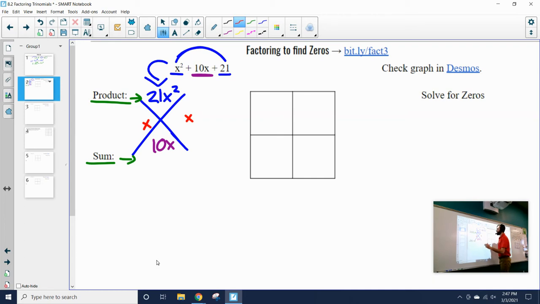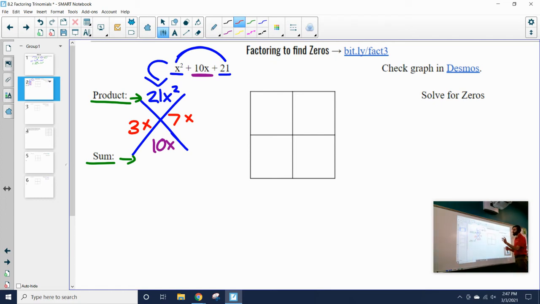So you probably already thought of these after I've said it like 17 times. But two numbers that might multiply to give 21 and add to get 10, we could try 3 and 7. I know 3 and 7 multiply to give me 21, and 3 and 7 add together to give me 10. So 3x times 7x will give me 21x squared. 3x plus 7x will give me 10x. All right, so that is my diamond portion of this.